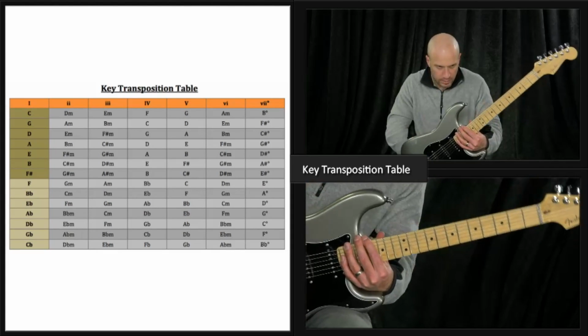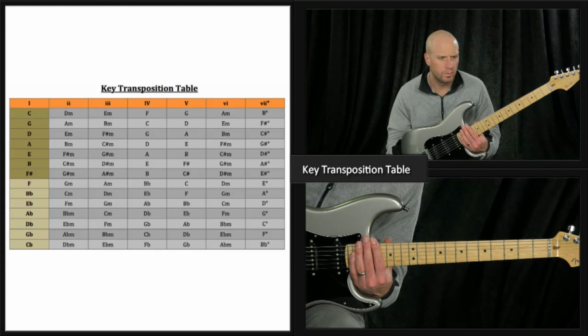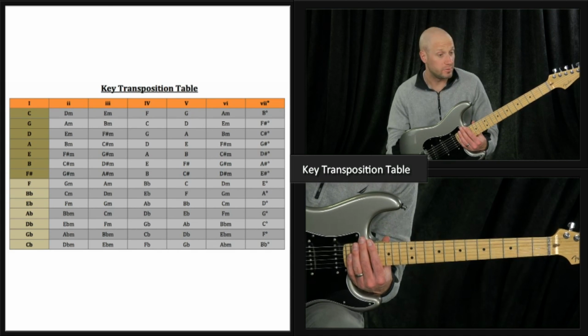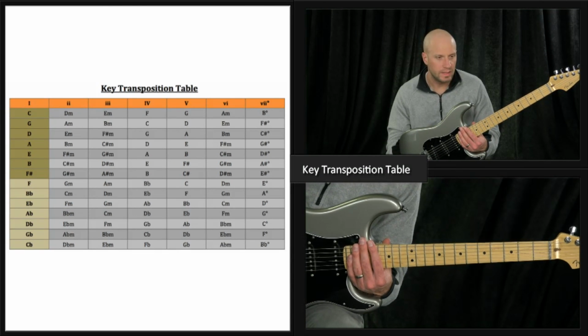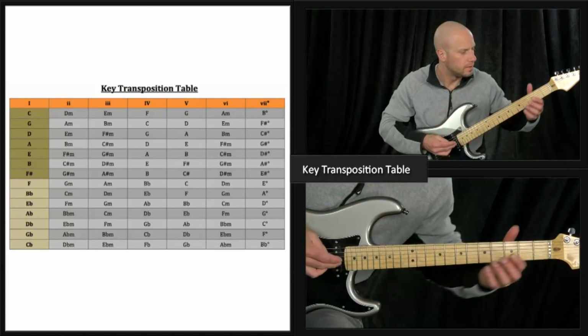Let's go to D Mixolydian. Oops, I dropped my pick. D Mixolydian. Let's find that. D Mixolydian would be in the parent key of G. Our 1-4-5 would be D, G, A minor. And our major 7 chord, a whole step away from the root, would be C. This is kind of neat.